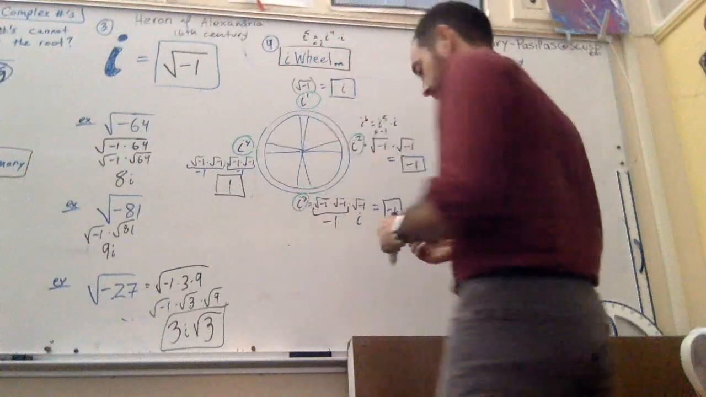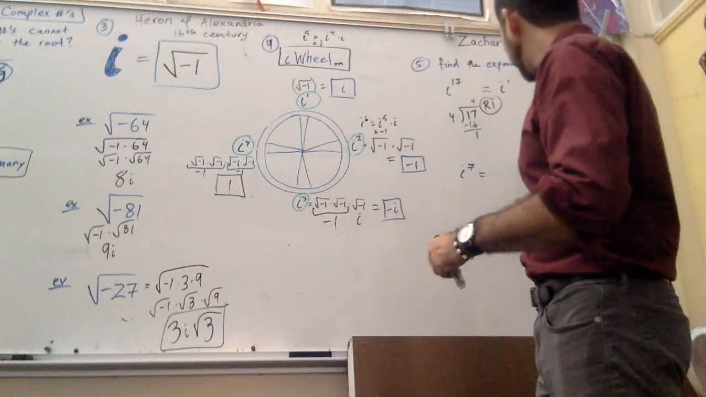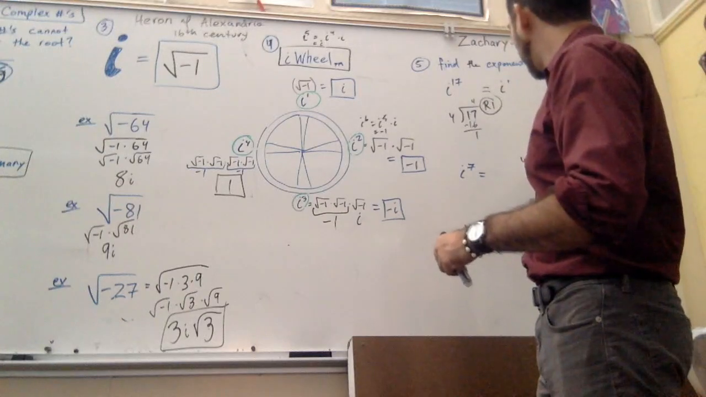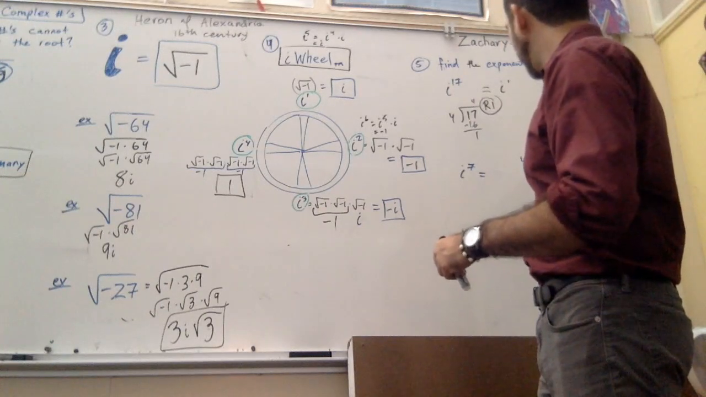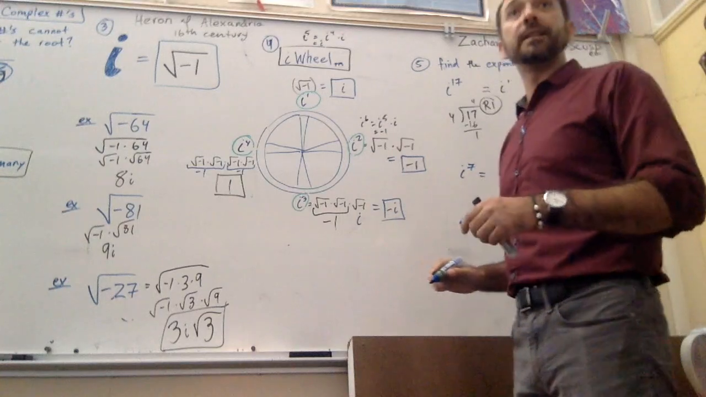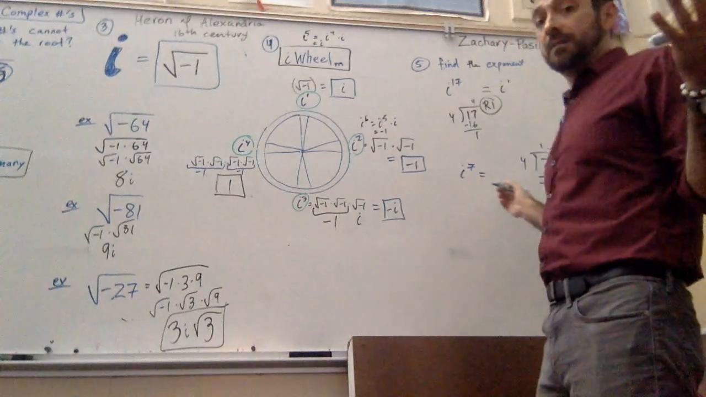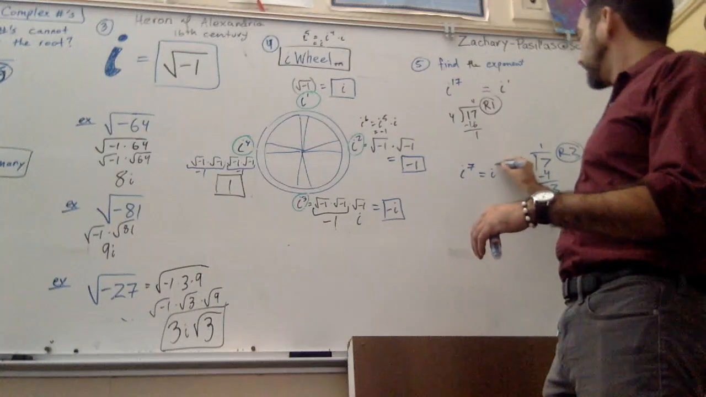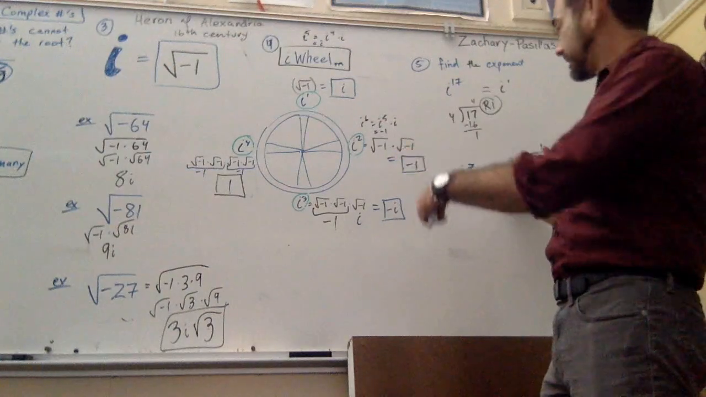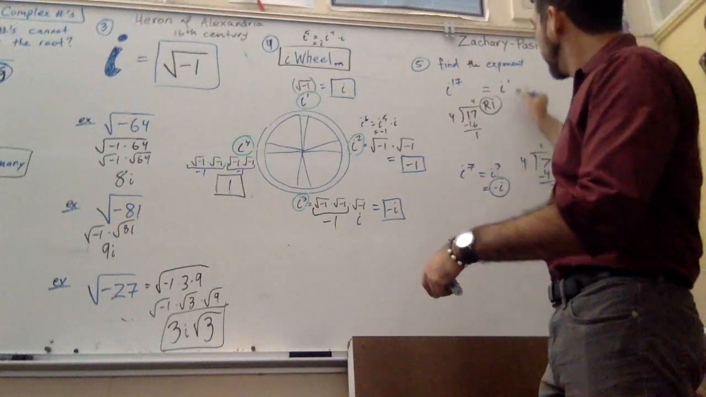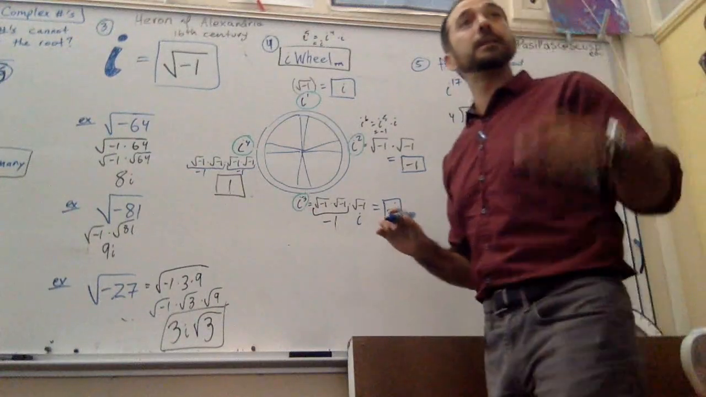Yeah? All right, 7. Let's divide it by 4. 1, 4. 3. Remainder is 3. So i to the 7th is equal to? Yeah, i to the 3rd, which is equal to negative i. You guys see it? Aaron?